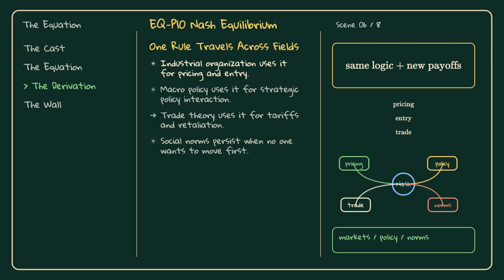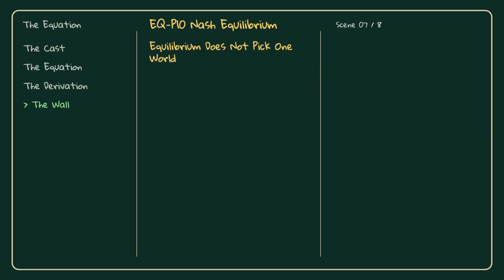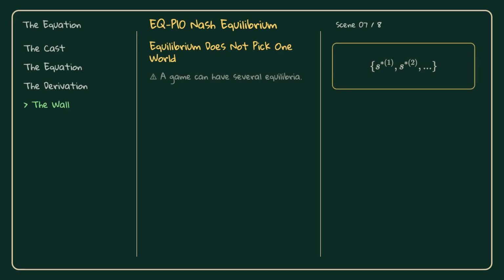That is Nash's move. He did not solve every game by hand. He proved a resting point exists. Once that concept existed, it traveled. Industrial organization used it for pricing and entry. Political science used it for voting and deterrence. Biology used it for evolutionarily stable strategies. Computer science used it for auctions and multi-agent systems. One test for stability crossed fields.